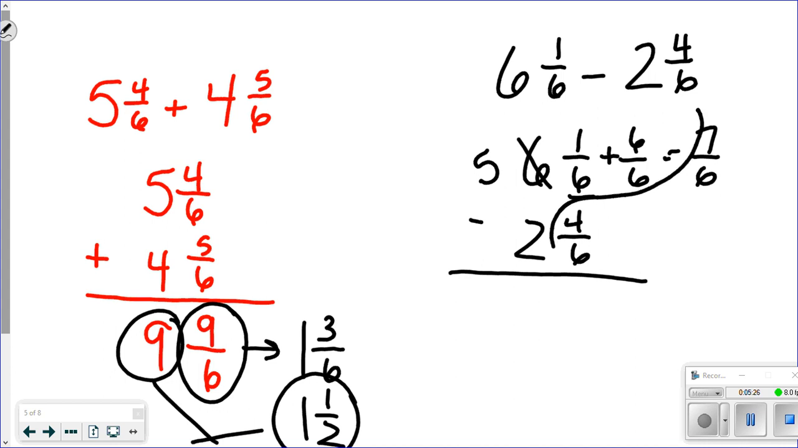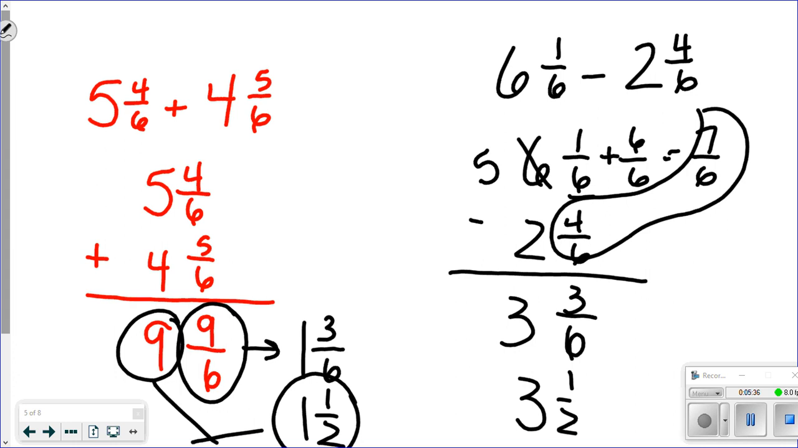Now I can do my subtraction here. So 7 minus 4 is 3, and this is 6. And then 5 minus 2 is 3, so this would be 3 and a half after I'm regrouping. If you have questions about regrouping, mark that in your notebook so we can talk about it tomorrow.